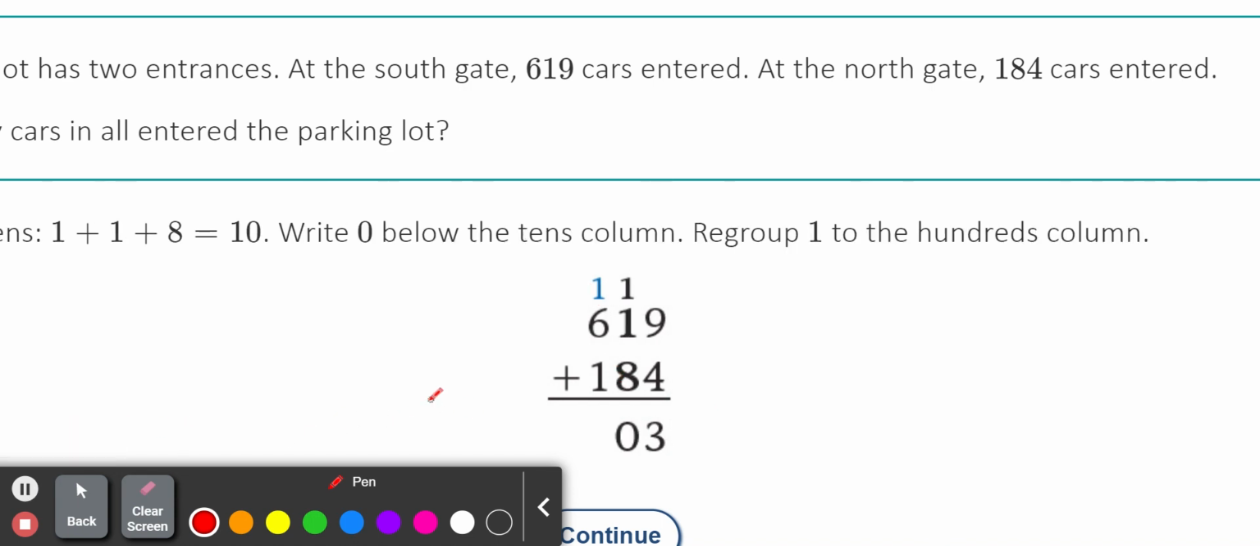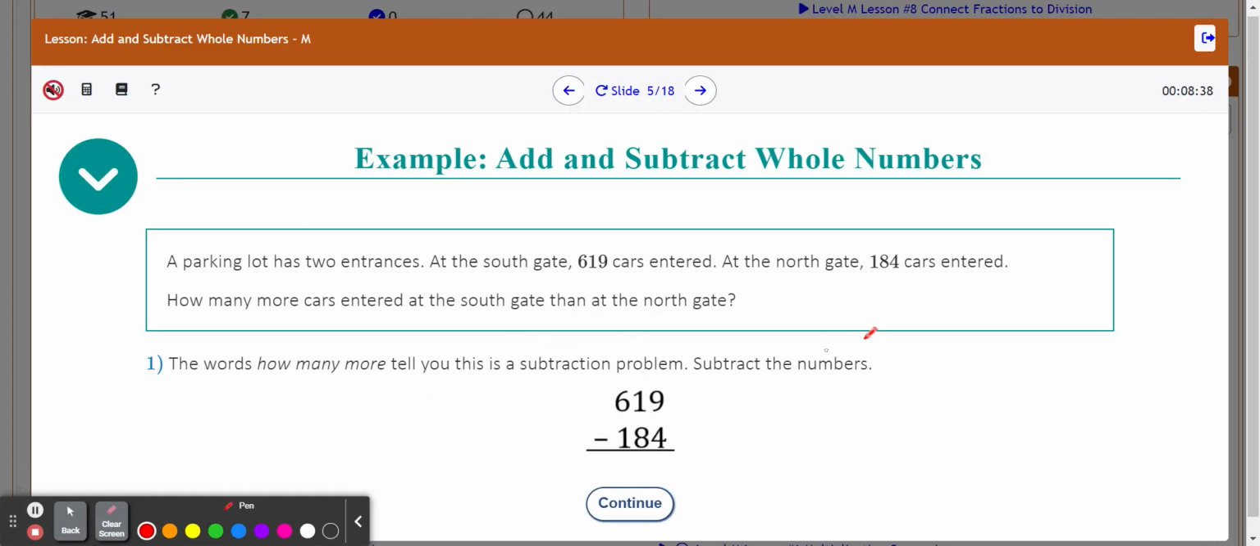Looking at our last column, we have the 1 left over from the previous column. So we have 1 plus 6 plus 1 gives us 8. Now 8 is not a two-digit number, so you just write the 8 right below just like that. And that's our final answer. 619 plus 184 gives us what? 803. Now let's look at a subtraction problem.